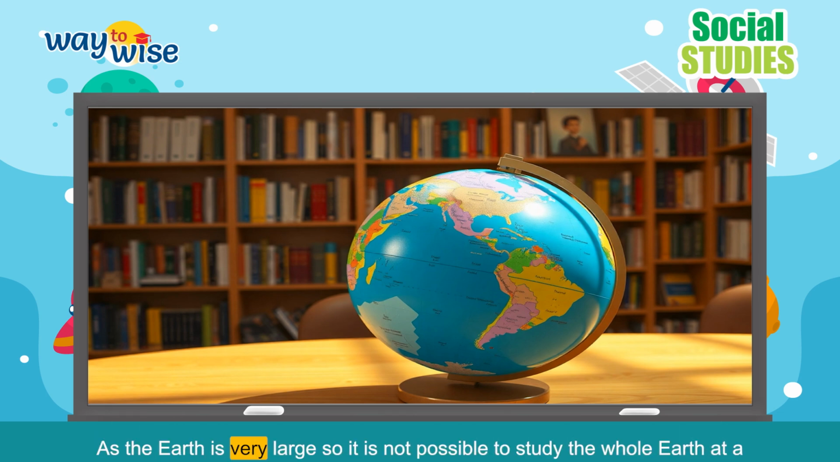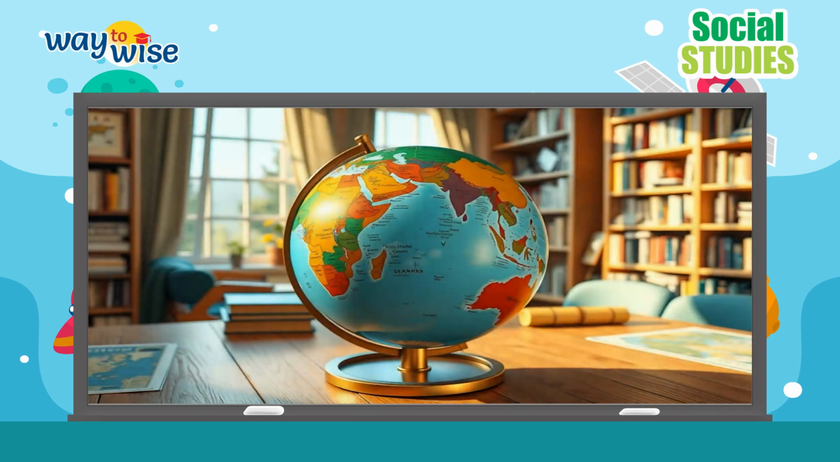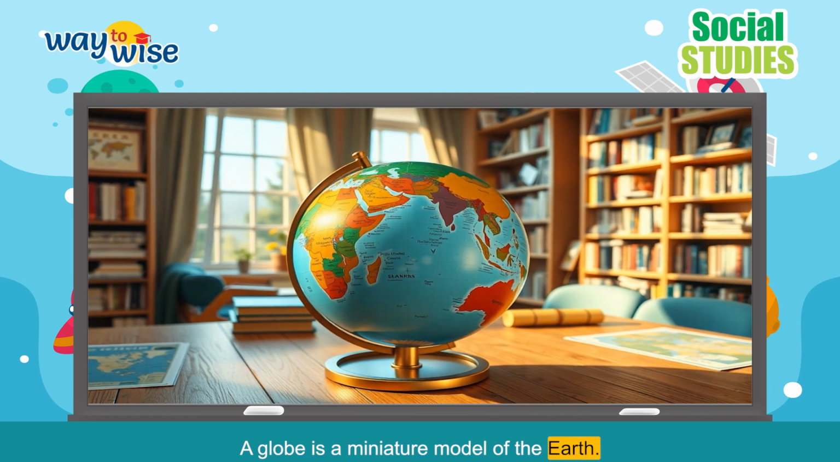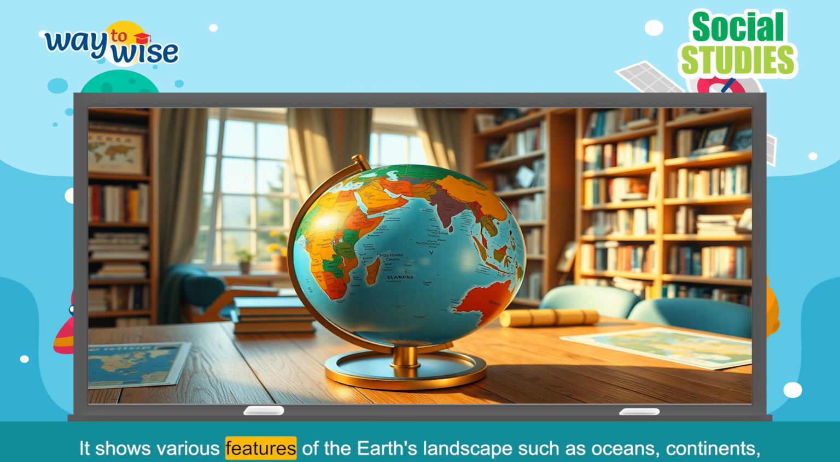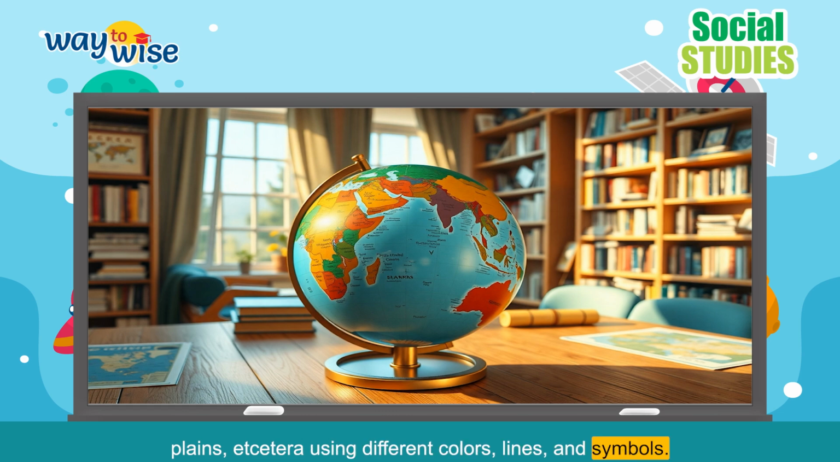As the Earth is very large, it is not possible to study the whole Earth at a time. To study the Earth, a globe was made. A globe is a miniature model of the Earth. The globe represents Earth almost perfectly. It shows various features of the Earth's landscape such as oceans, continents, countries, mountains, deserts, plains, etc., using different colors, lines and symbols.